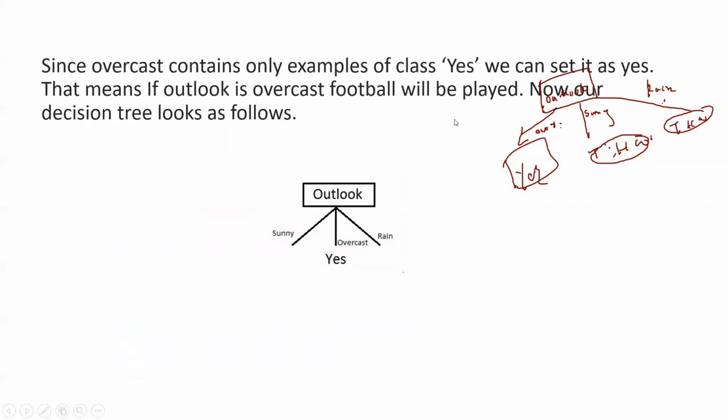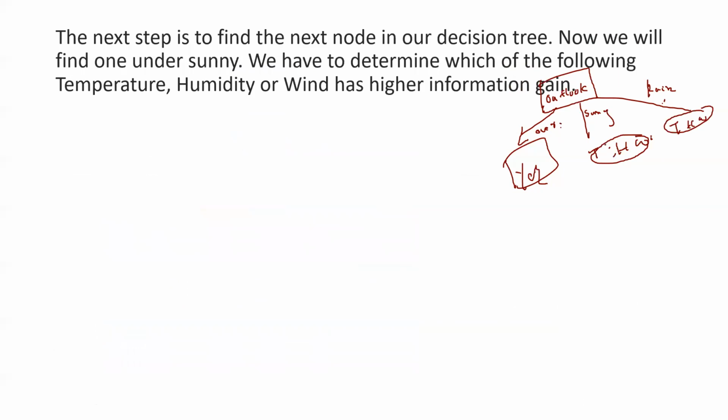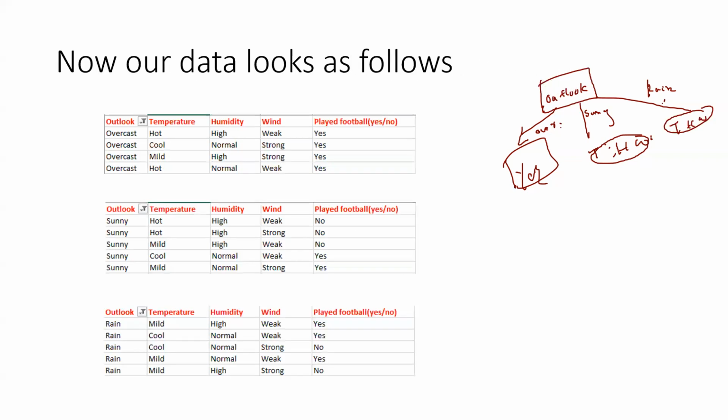Very simple. Whatever we did till now, it is the same procedure. The next step is to find the next node in our decision tree. Now we will find one under sunny. We have to determine which of the following, temperature, humidity or wind, has higher information gain? See, here we have temperature, humidity and wind for sunny. Now what has to be selected for sunny?